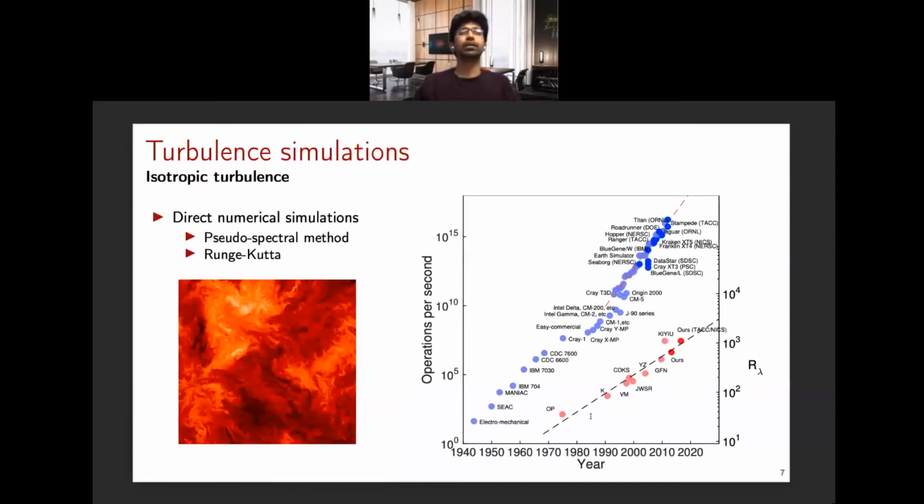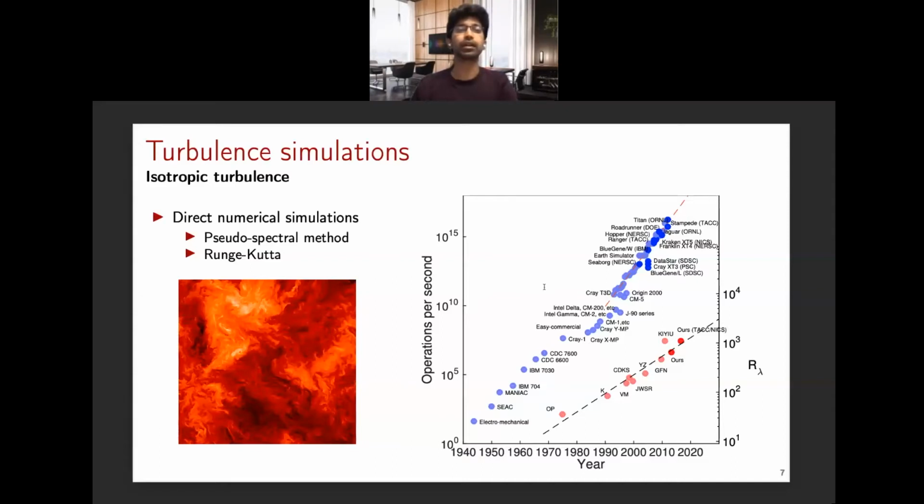Here I talk about what has been happening over decades. We take the simplest form of turbulence simulation, which is the isotropic turbulence simulation. Here we perform the DNS using the pseudospectral method and RK for time stepping. A typical realization is the picture that you see here. This has multiple scales. For example, you see this bright patch, and within this bright patch, there are smaller and smaller structures. These demand high grid resolution, which in turn demands massively parallel computations.